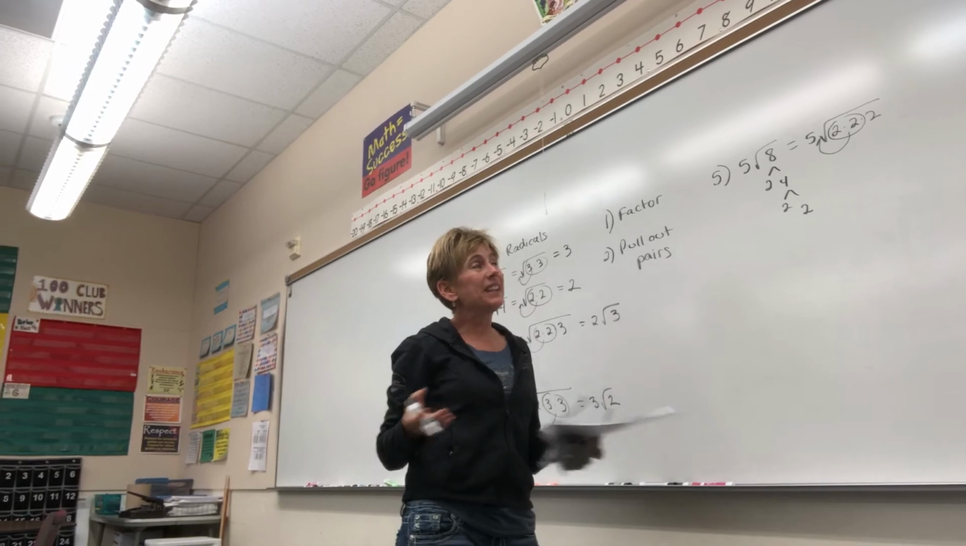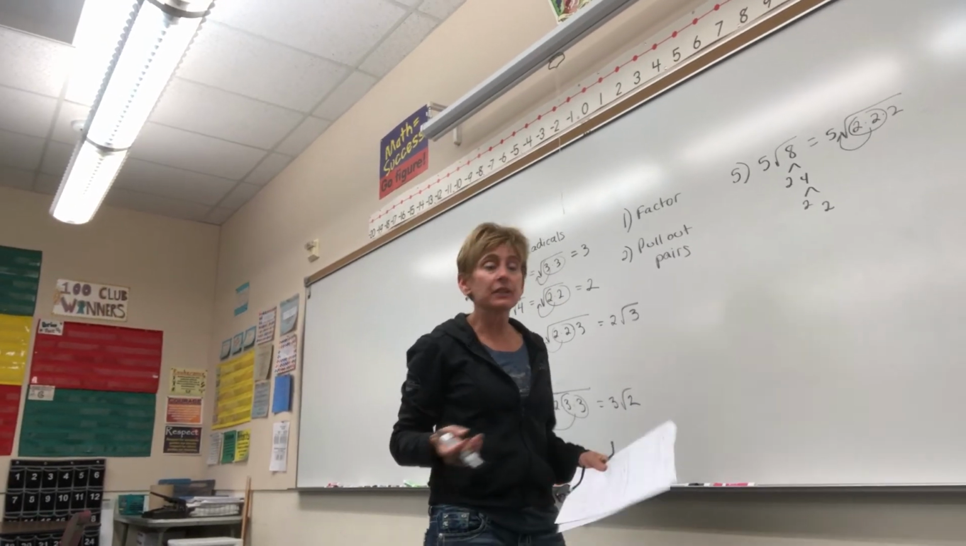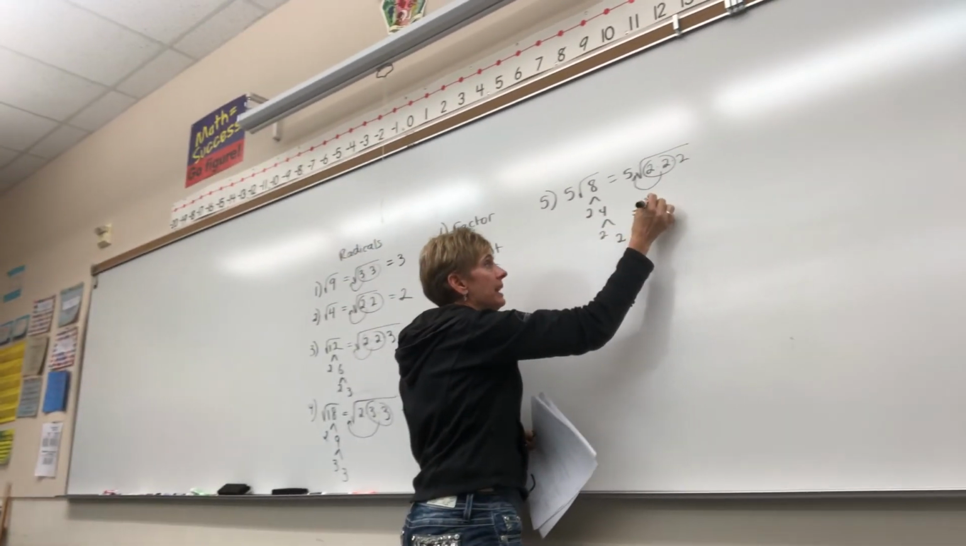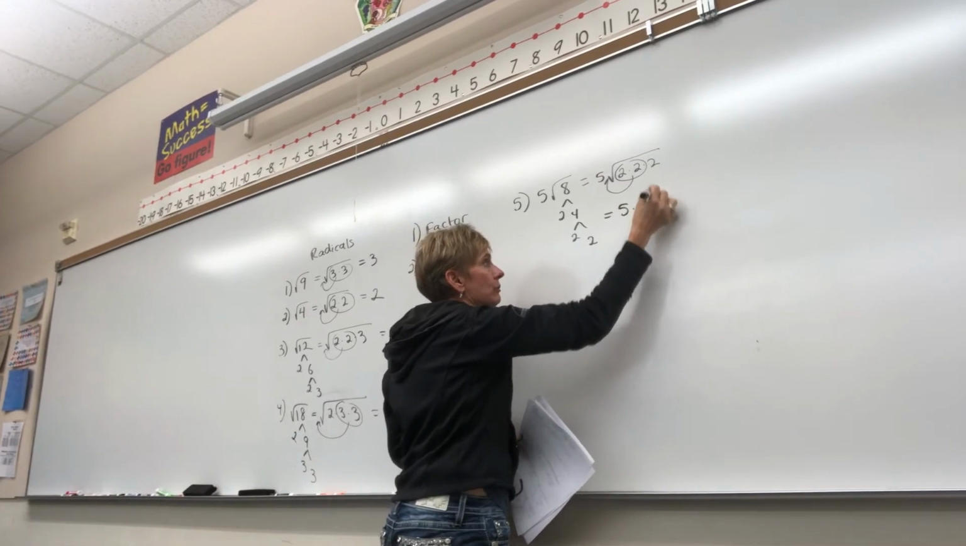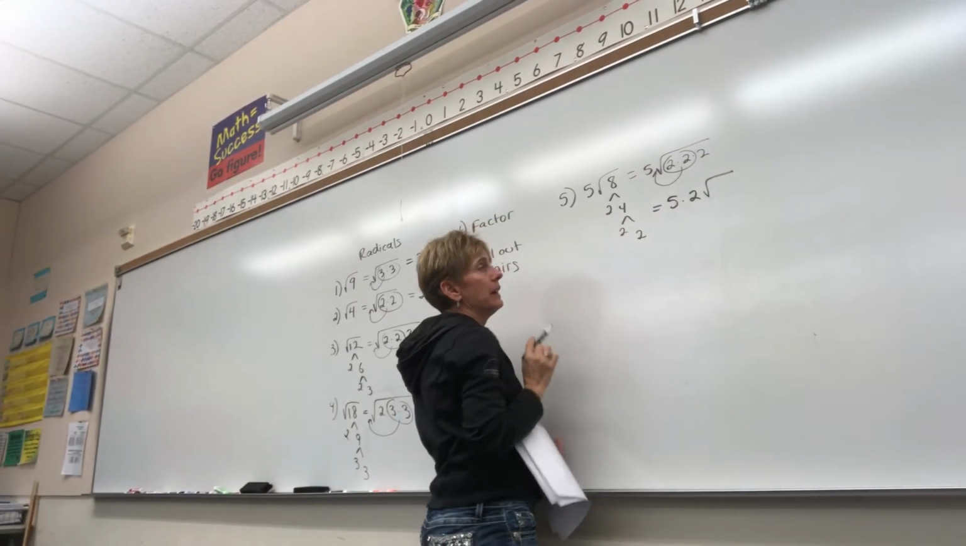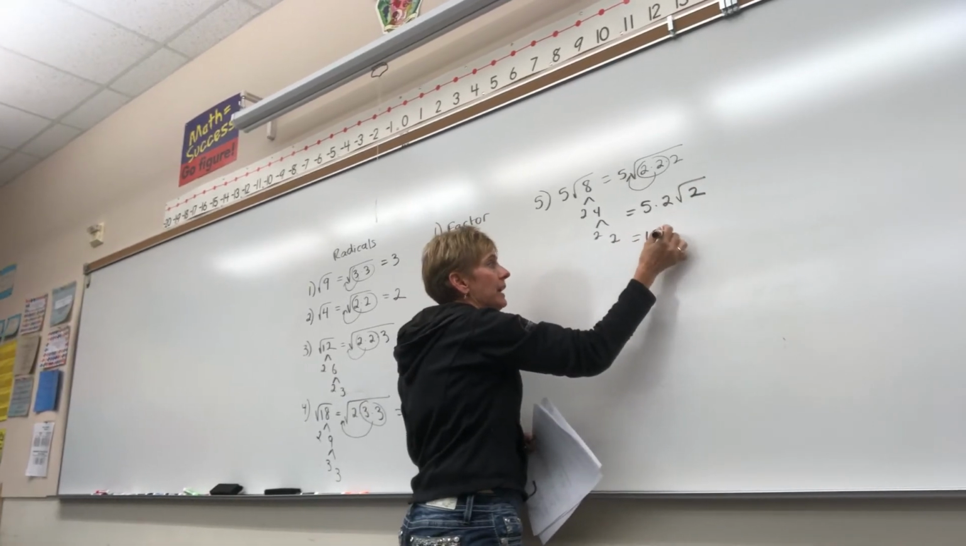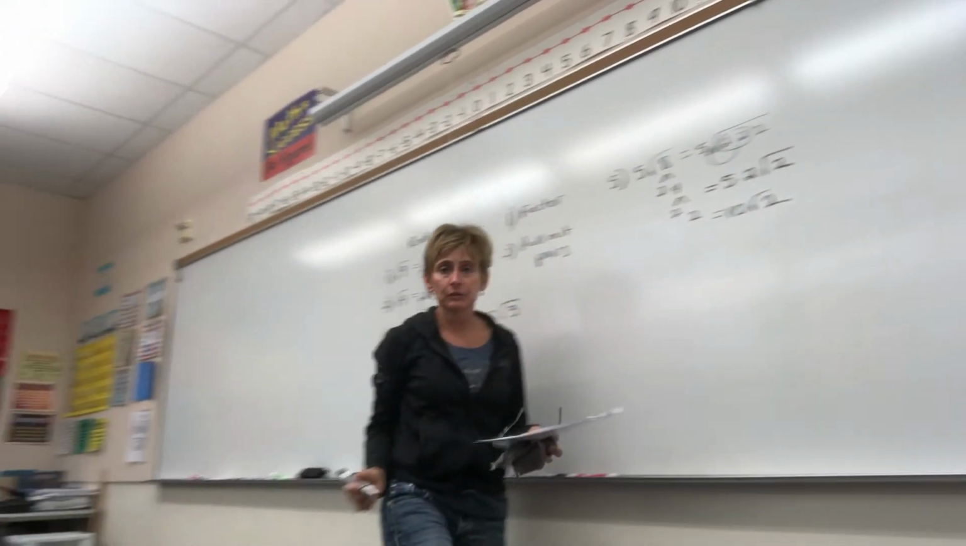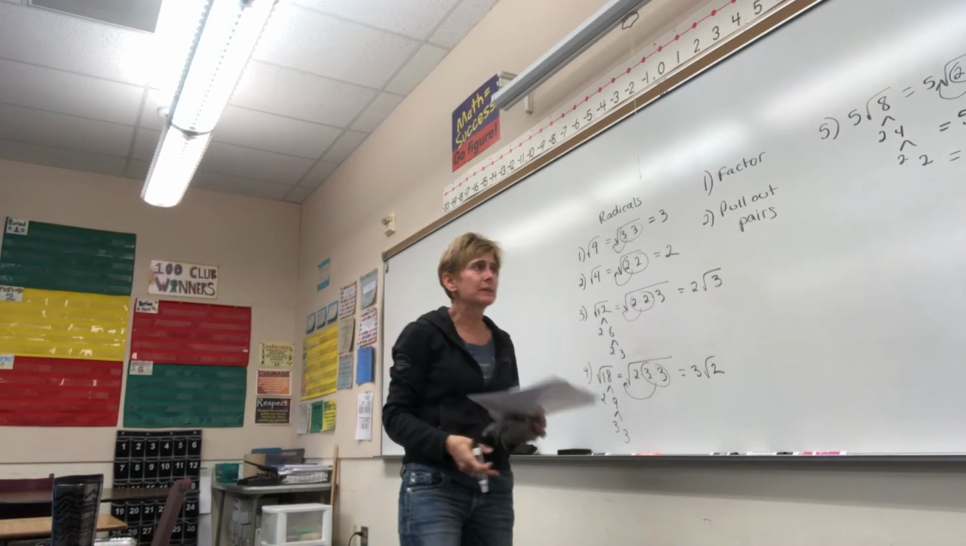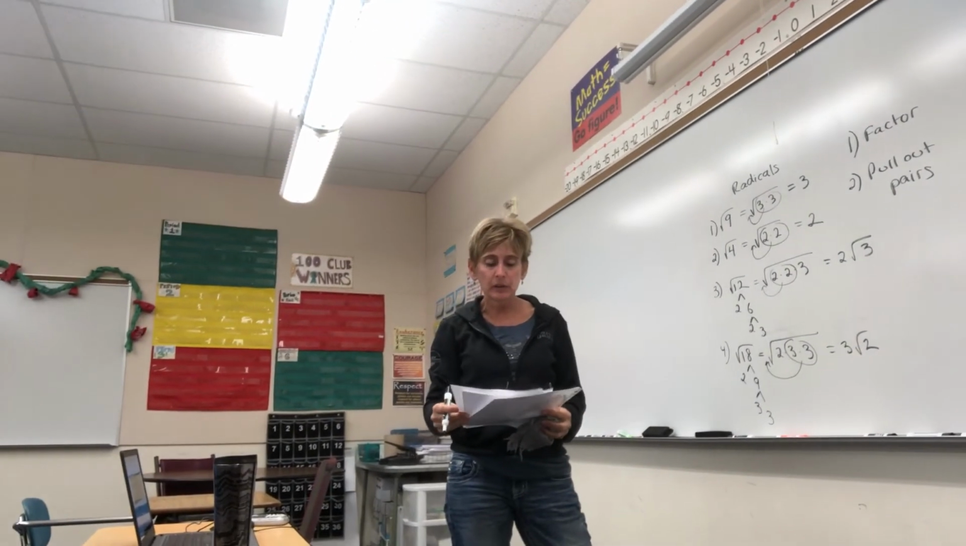Some of you are probably thinking, do I add or multiply? The answer is multiply. So I'm going to take 5 times 2, because of the 2 I brought out and the 5 that was already there, and keep a 2 inside. And my final answer is 10 radical 2. So that's what the vast majority of your problems will look like.